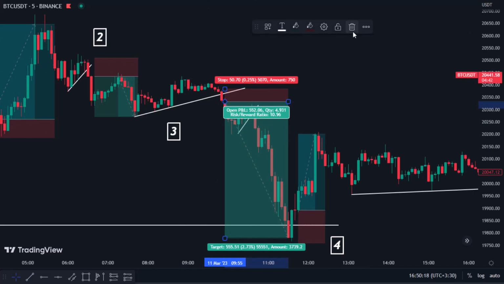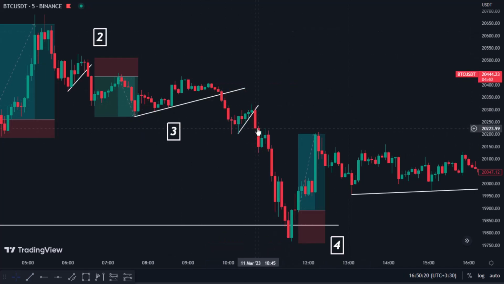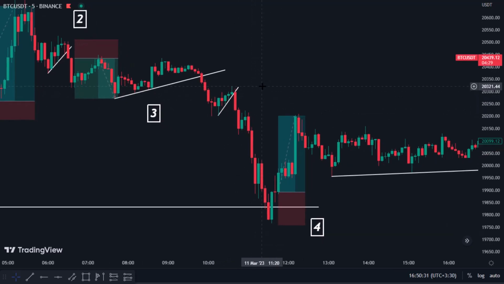Let me clean it so that we can see better. We could enter here too. The price started falling and made a correction like this, and also we have this trend line and it is broken here. We could risk on it and go for sell positions here too.